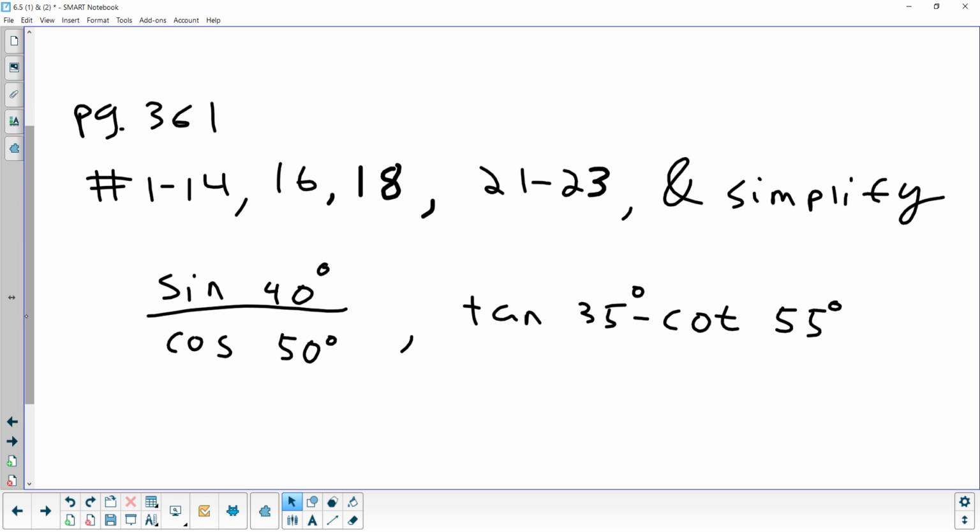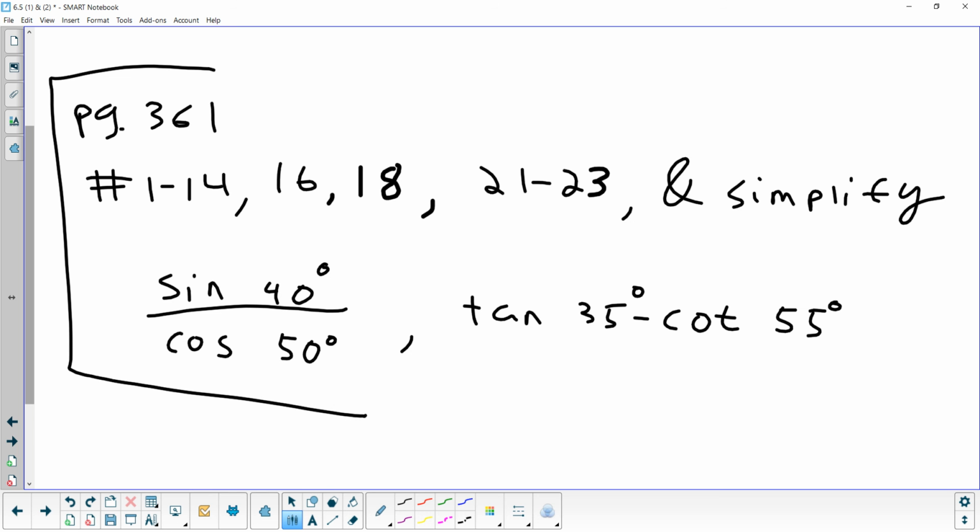So most of the homework is on page 361. But there are 2 questions similar to the 2 we just did, or the 1 we just did on the board. I'd like you to try to simplify sine 40 divided by cosine 50 using the theorem I just taught you. And then this one is basically the same problem we just did on the board. But try that one.